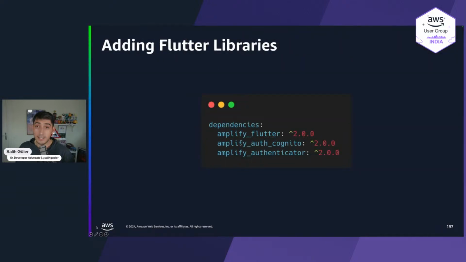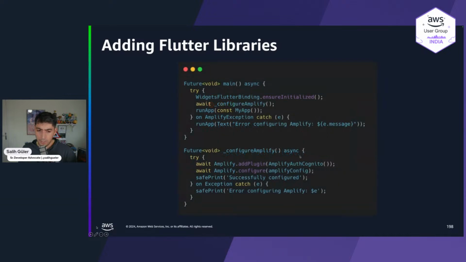First, we add the Flutter libraries to it. The Flutter libraries are, as I said, written in pure Dart. They support iOS, Android, web, and desktop. And for using the basic functionality, we have Amplify Flutter. For authentication, we have Auth Cognito. And for the UI component that I mentioned earlier on, we have the Authenticator library.